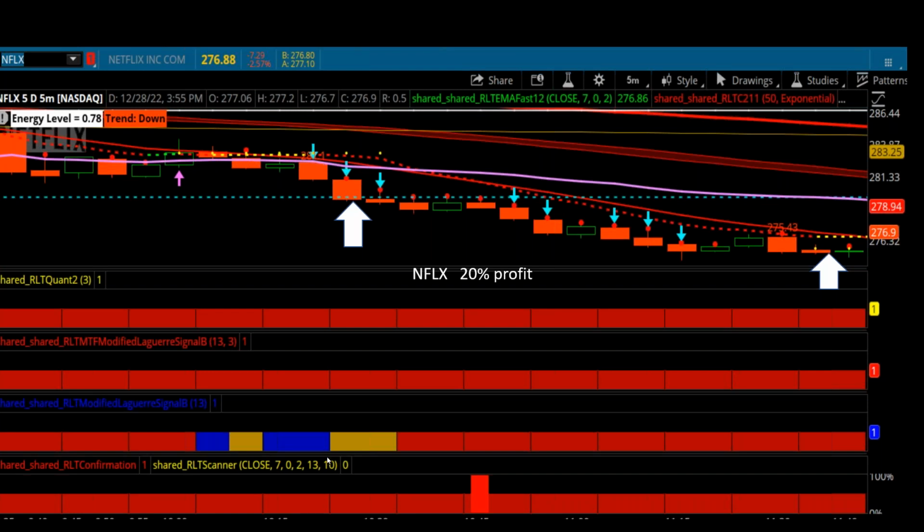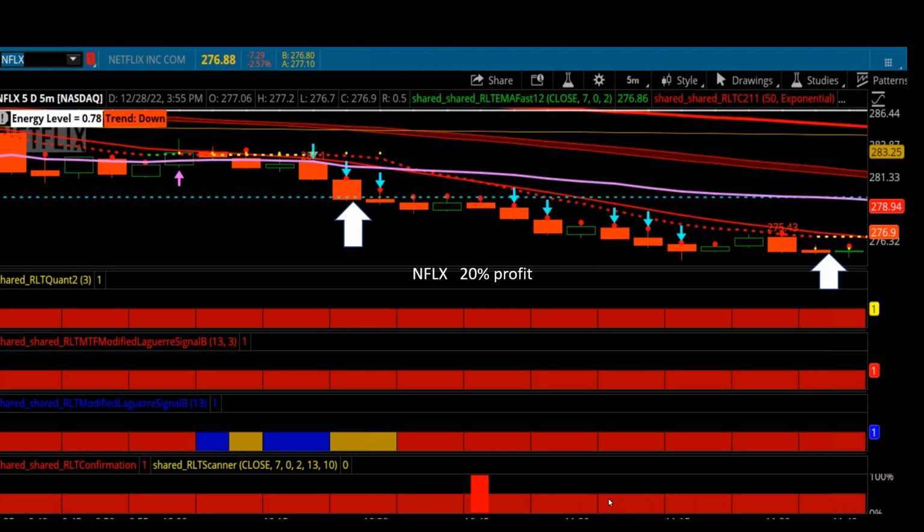We had one here, but you notice I wait until this goes from blue to yellow. This tells you it's going from buying to selling. Everything else is red. So the quants are red, the multi-time frame is red, the bias is red, everything's red. This is where we would take this trade. As it comes off the volume weighted average price, the pink line, we enter the trade right there. It kind of moves sideways, moves down, moves down, moves down, and we get out right here for a 20% gain, 20% profit on these Netflix puts.